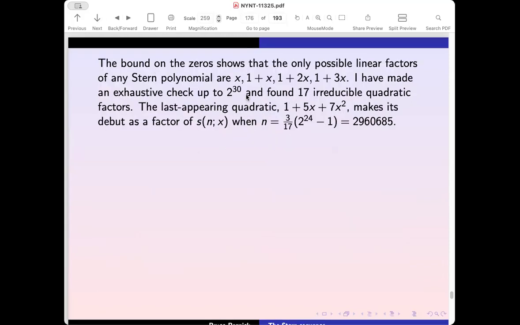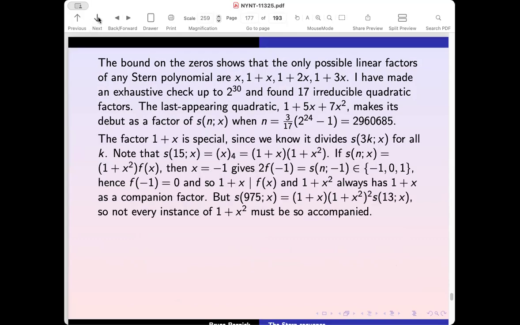I have done an exhaustive check, making my computer crash and restarting it and going further and having it crash, etc., having it work many nights. I found 17 irreducible quadratic factors. The last appearing quadratic makes its debut at about 2.9 million. And the fact that there's nothing new between 2.9 million and 2 to the 30 makes me think that maybe that's all there is.